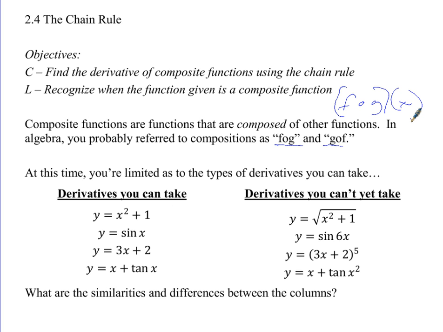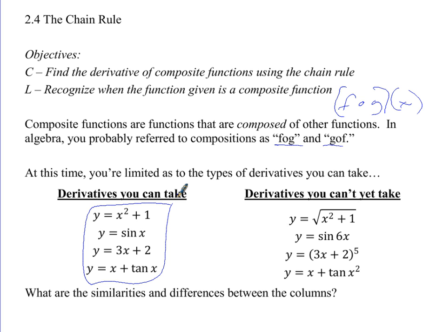Derivatives that we can take, these guys here, we can take all those. The derivative of the first would be 2x, the second would be cosine x, the third would be 3, the fourth would be 1 plus secant squared x, right? We can do those in our heads at this point, hopefully. At least I can, so I'm thinking you can too. General rule in calculus, if I can do it in my head, so can you.